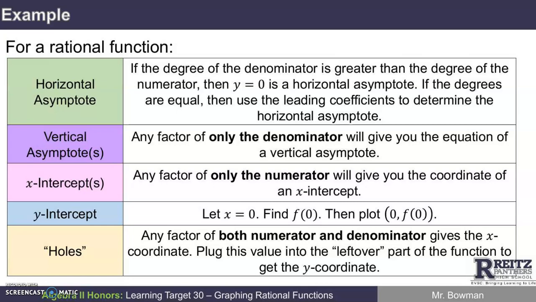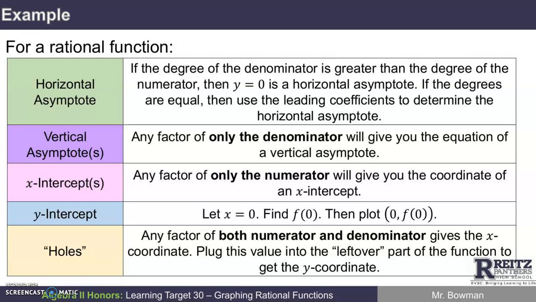For the vertical asymptote, you're looking for factors of only the denominator that give you an equation of the vertical asymptote. For the x and y intercepts, the x-intercept comes from any factor that is only in the numerator. We'll give you the x-coordinate of an x-intercept. Of course, the y-coordinate of an x-intercept is 0. To find the y-intercept, I'll simply let x be 0 and find f of 0, and plot the point 0, whatever f of 0 is.